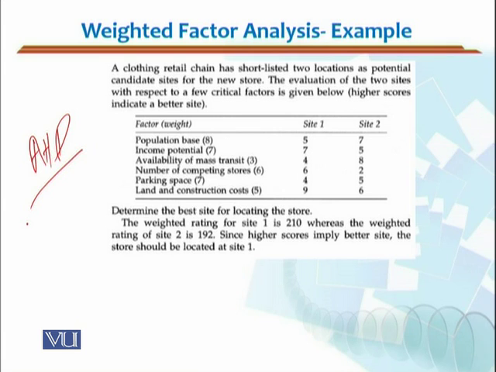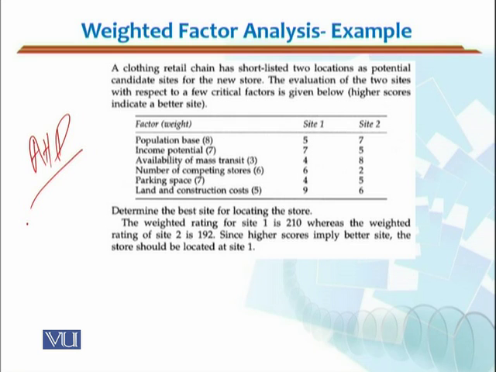Then for site 1, we have different importance ratings. For site 1, population base has 5. For site 2, population base has 7, and so on. Now, determine the best facility for locating the store. What we need to do is find the weighted rating. Weighted rating would be done in this fashion.